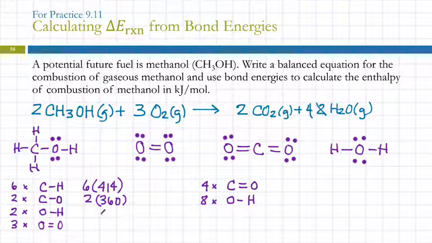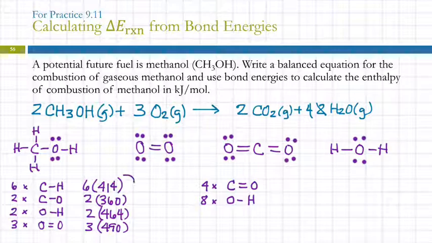Oxygen-hydrogen is 464. We're breaking 2 moles of those. And the oxygen-oxygen double bond, no, that's just oxygen-oxygen, never mind. 490, and we've got 3 moles of that. So I'm leaving the units out here because the slide already gets really crowded. The unit on this is kilojoules per mole, and we've got 6 moles.